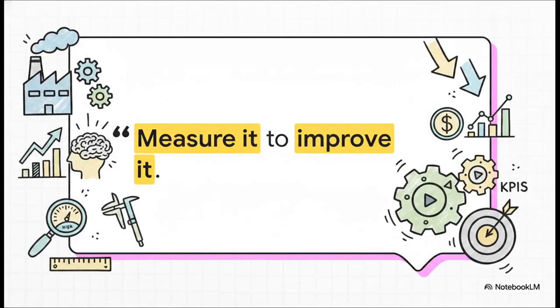Our source material hits on a classic industrial truth here. If you want to improve it, you have to measure it. If you don't have a specific key performance indicator, a KPI, attached to your AI-generated idea, you are honestly just guessing. KPI tracking is the ultimate reality check. It strips away all the AI hype and forces you to focus purely on the bottom line.